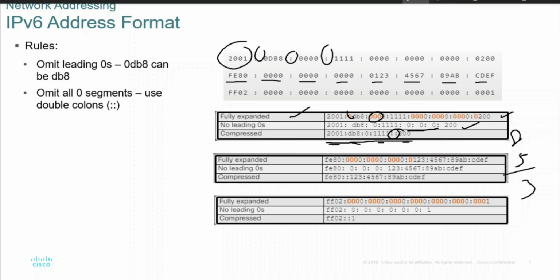Okay. Now the second example is also similar to the first one. The third one is very simple. If it is all zeros, then it's very simple. We just need to say ff02 colon 1.